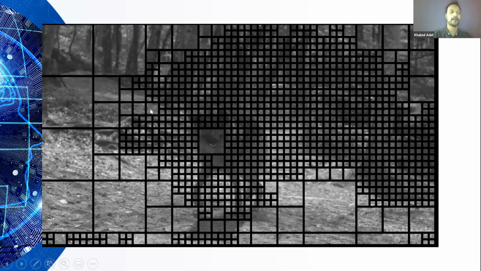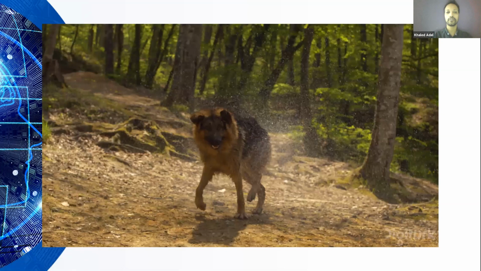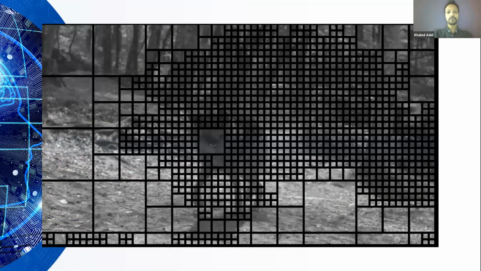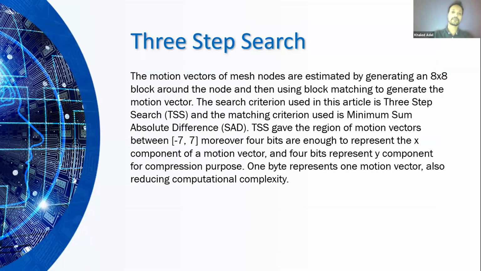You can notice that the motion is mainly around the wolf, whereas the wolf has scattering drops of water around him. Okay, so it detects the motions by somehow an approach, and splits this block into further smaller blocks to detect or to track the motion accurately. The motion detection or the motion estimation that we used in this research was a 3-step search.